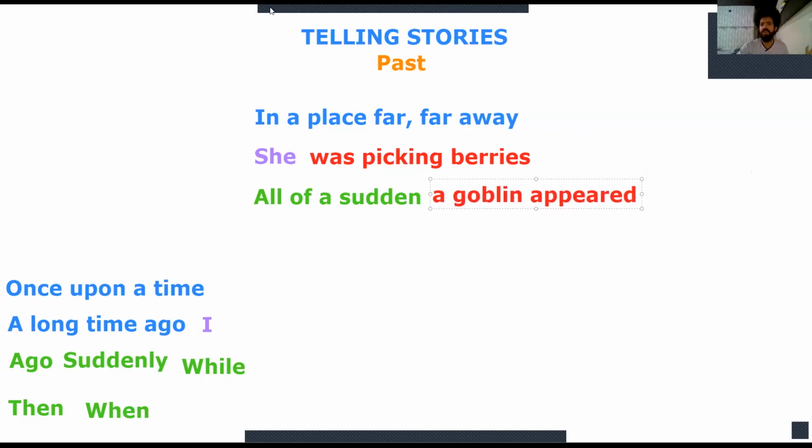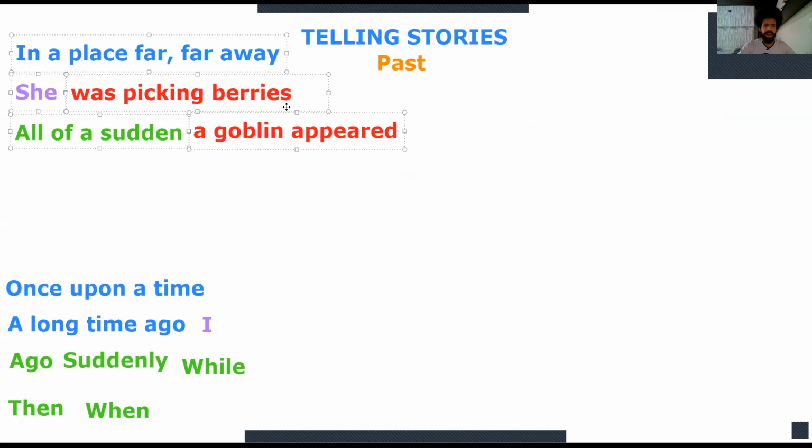So this is our story. In a place far, far away, introduction, she, this is the pronoun, it's third person, was picking berries, past continuous. All of a sudden, time expression, a goblin appeared. Are you seeing ed here? This is past. Which past? Simple past. Então vocês estão vendo que o past continuous virou um contexto. Isso estava acontecendo quando um goblin apareceu, e isso aqui interrompeu o past continuous, então, portanto, é um past simple. Okay, first story was this.